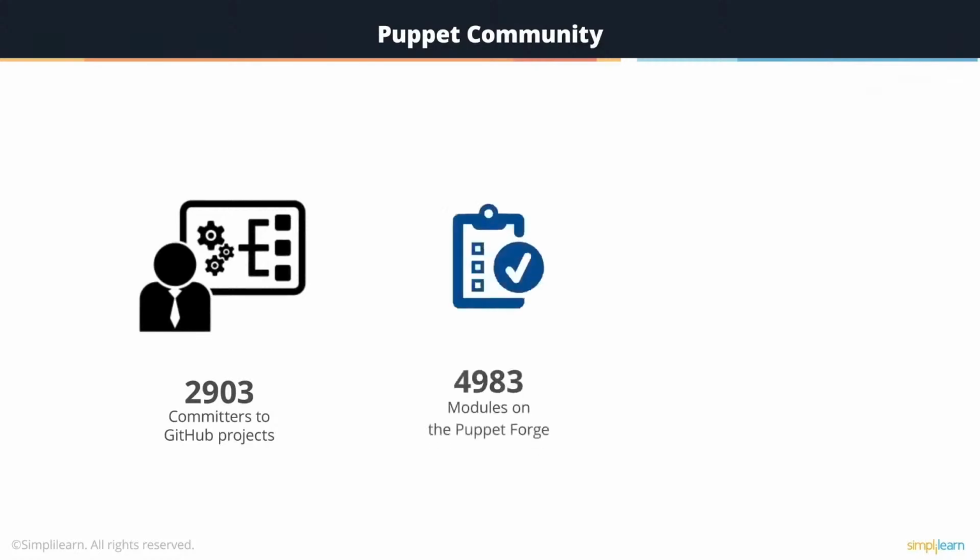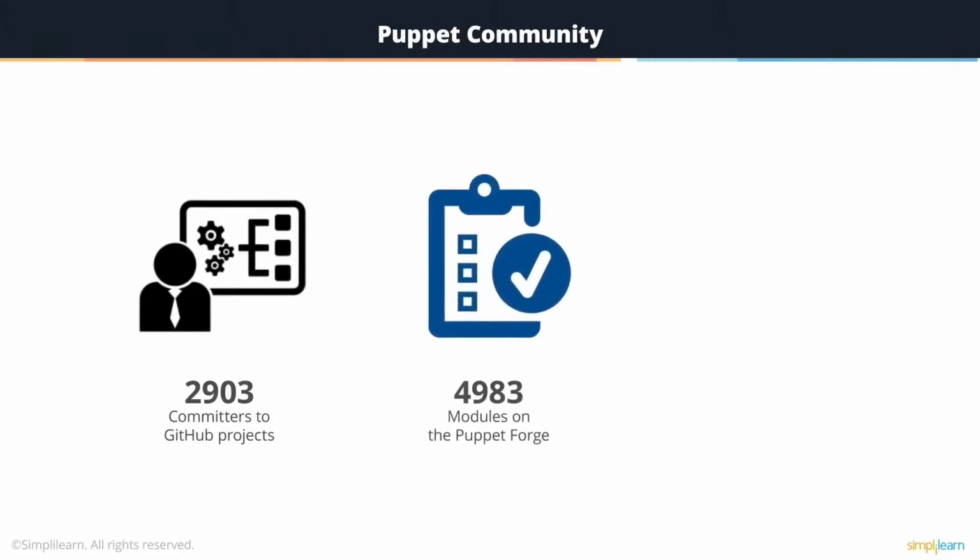There are 4,893 modules on the official Puppet Forge. These include modules from the Puppet Labs and also from open source contributors to GitHub. So that's nearly 5,000 modules of ready-made code available on the Puppet Forge. So before you write any code for Puppet, you can check to see if it's already been written by someone.